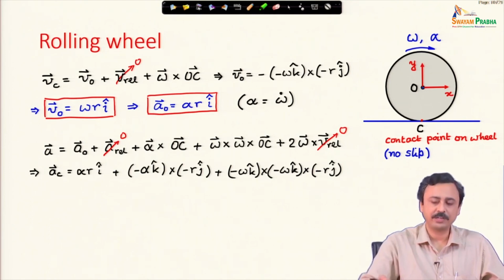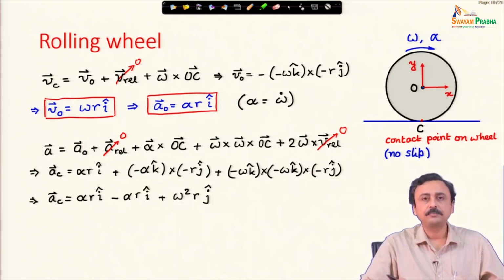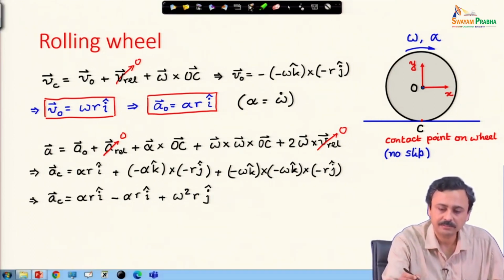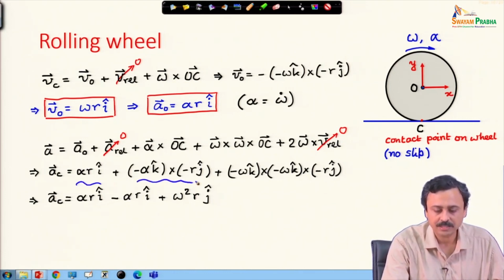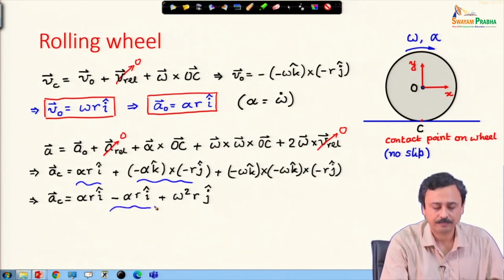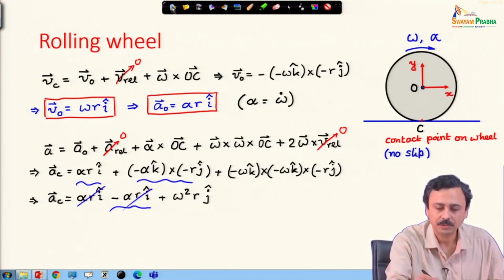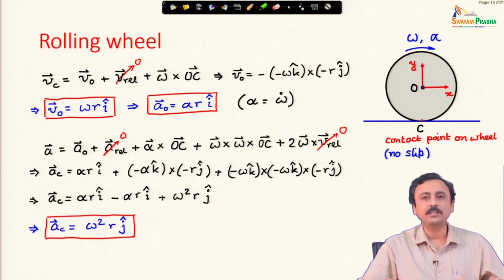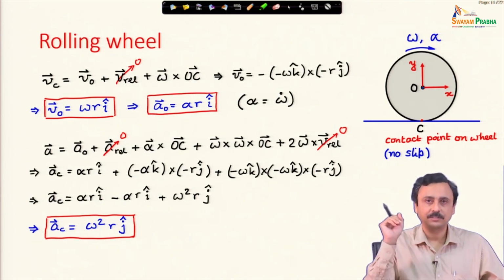I have plugged in the various expressions, and if I do this calculation, finally, you see this first term is alpha r I cap. Now, this also generates minus alpha r I cap, as you can check easily. Therefore, these two terms cancel out. What we are left with is that the acceleration of point C is omega square r j cap, which means the point C has an acceleration which is vertically upwards.